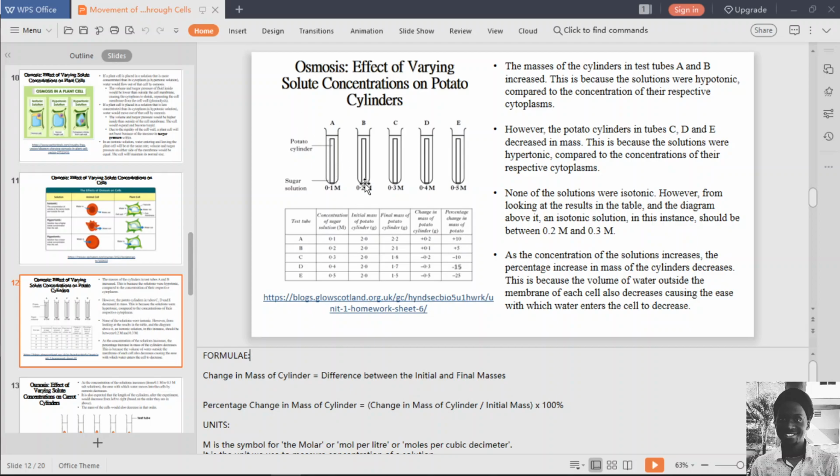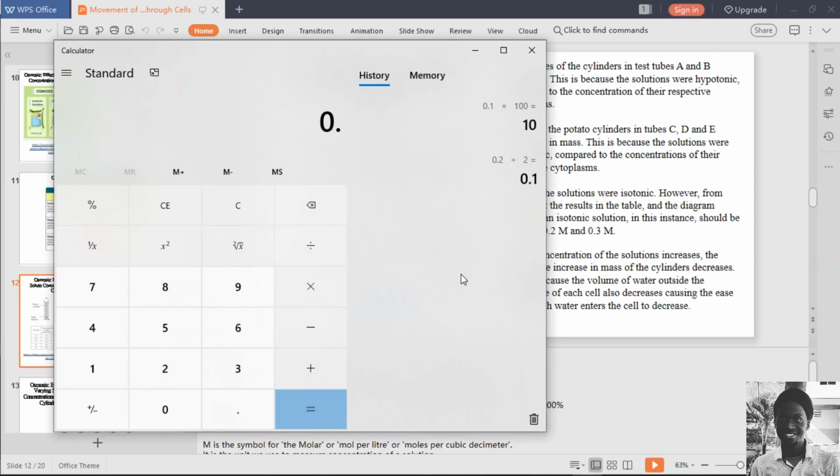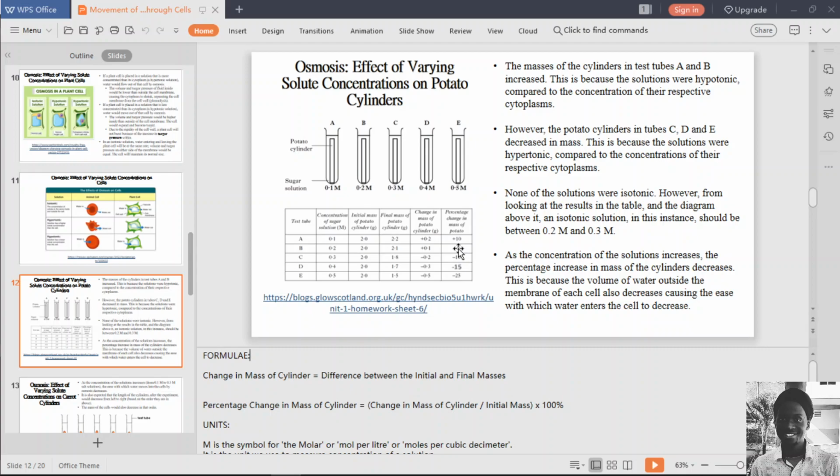Okay, for this second cylinder, we had a 0.1 gram increase. So 0.1 divided by 2.0, which was the initial mass, equals 0.05, and 0.05 times 100% would give us 5%. So we get a 5% increase here. You always divide the change by the initial to get the percentage change.